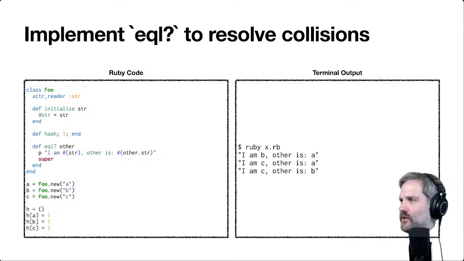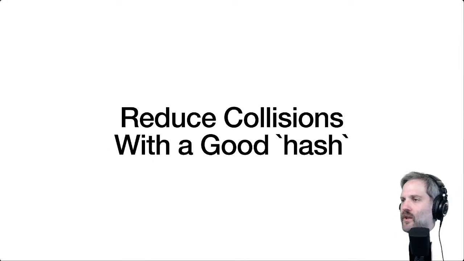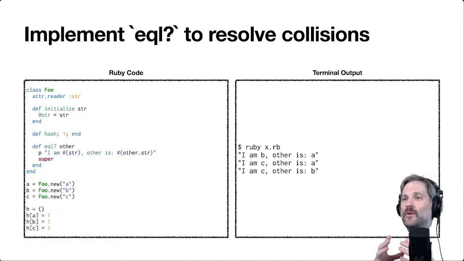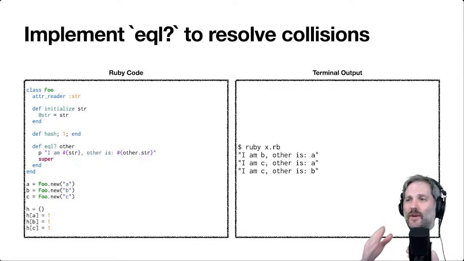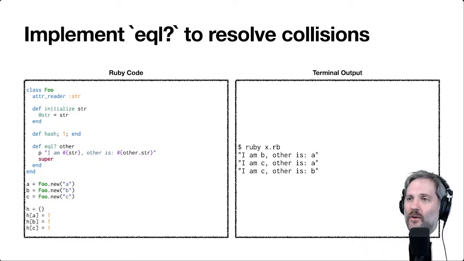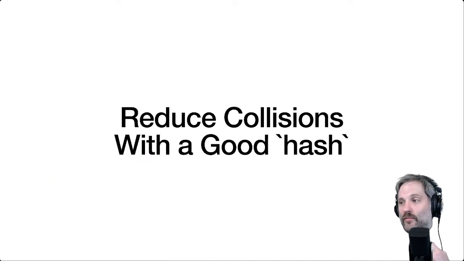All right. So let's see our next slide. The point of this is you can see how, if we inserted a bunch of objects that had the same hash value, it could get very, very expensive because we have to do these EQL question marks on every one of the objects. So we really don't want to do that. We want to reduce the number of collisions. The way we do that is by having a good hash implementation.